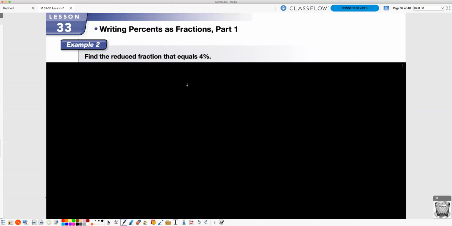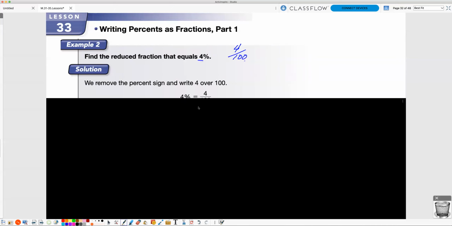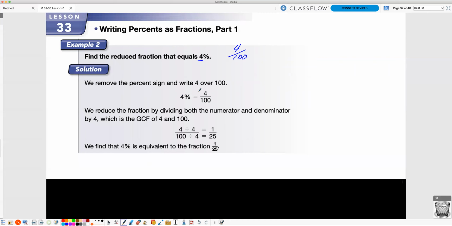Now let's look at another example. Example 2, find the reduced fraction that equals 4%. So again, here's the numerator, 4. The percent means we're out of 100. Once we've got that, we need to recognize that both the numerator and the denominator are divisible by 4, and that would simply get us 1/25. So 4% written as a fraction would be 1/25.